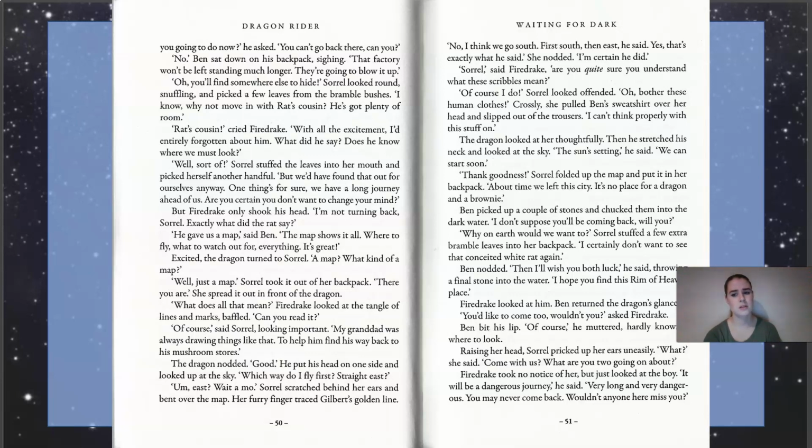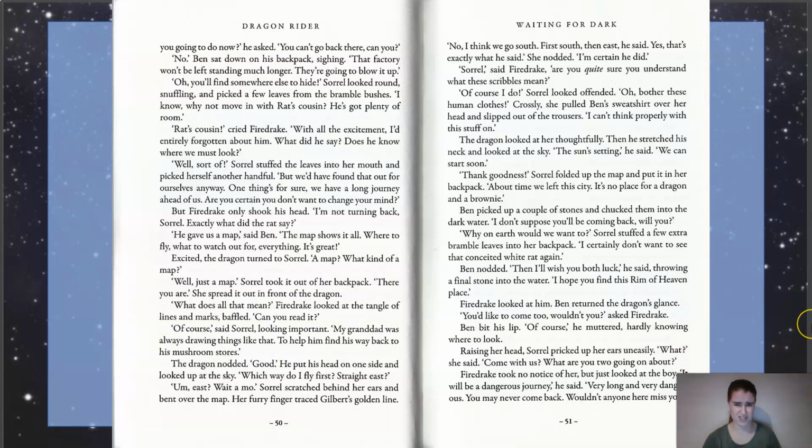"I don't suppose you'll be coming back, will you?" Now that makes me think that maybe he's going to miss them. It's almost like he's hoping that they're going to come back. So he's clearly built up some kind of relationship here, and he's either hinting that they want them to come back, or he might be hinting that he wants to go. So let's find out. "Why on earth would we want to?"